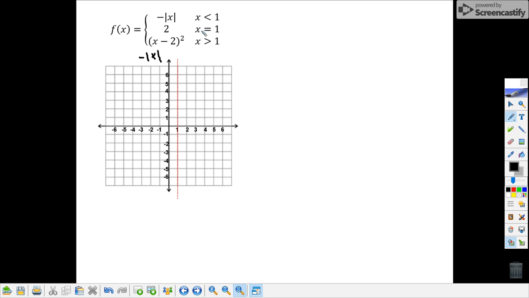Now this one's tricky. 2 has to be right on 1, is what it's saying. That's actually pretty easy to graph, it's just confusing. So it's going to be right on this line. So I know 2 is just right on the line, so I'm just going to put it right above. And then last but not least, this last one, x minus 2 squared. Well, that's when x is greater than 1, so it's to the right of 1.